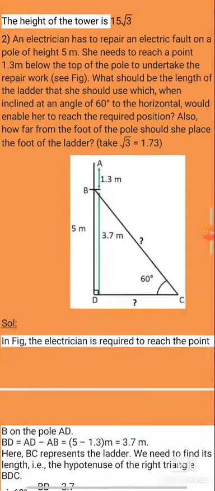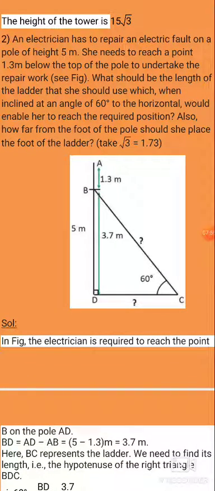Now, in this figure, the electrician is required to reach the point B on the pole AD. Now, BD is equal to AD minus AB, which is equal to total AD, how much? 5, minus AB, how much is given? 1.3 meter below the top of that pole. So, 5 minus 1.3 is equal to 3.7 meter.